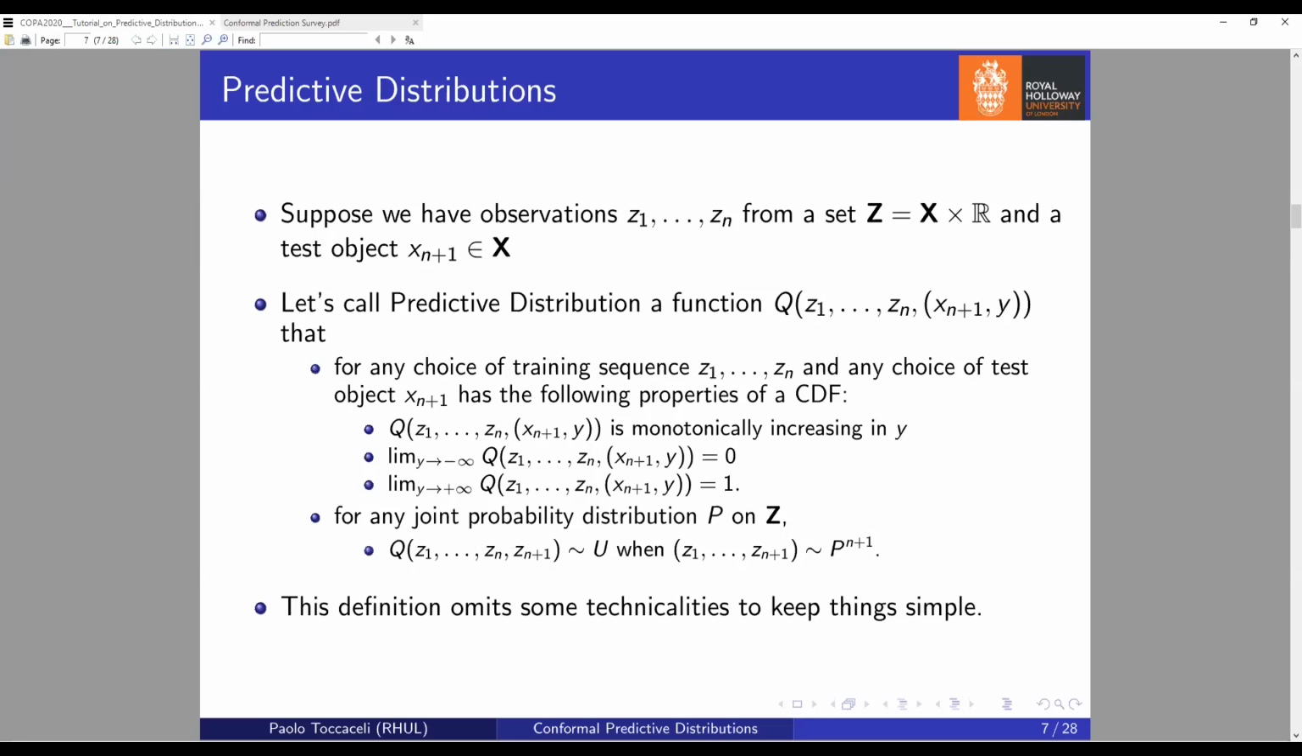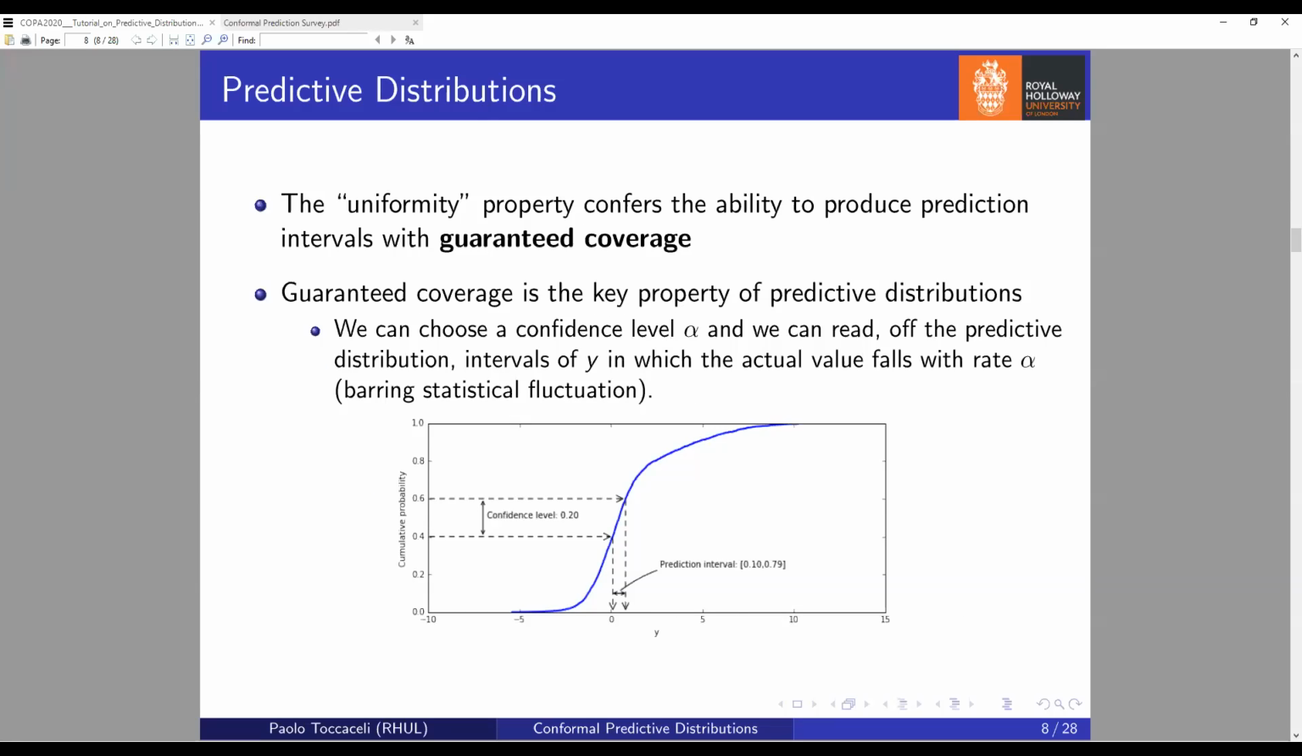To be perfectly honest, this definition omits some technicalities that we'll talk about later. So the key property of predictive distributions, as I mentioned at the very start, is that they can produce intervals with guaranteed coverage. And the guaranteed coverage is a consequence of the uniformity property. The guaranteed coverage consists in this, and I'll try to explain this first with an example.